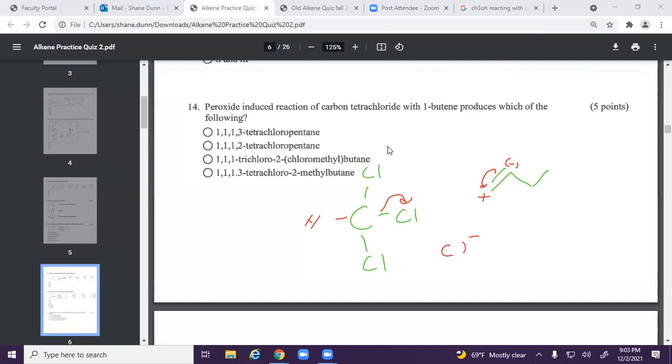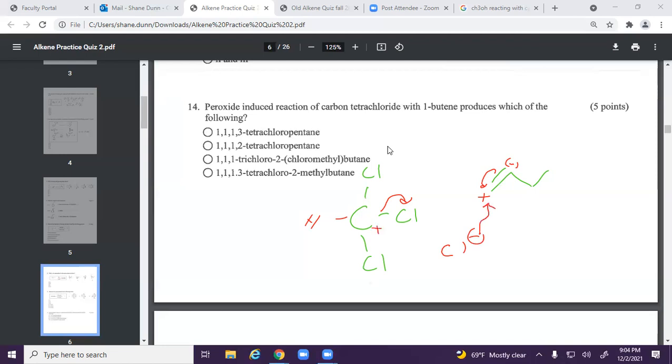One, two, three, four. Okay. Chlorine is going to leave, right? Because chlorine's a leaving group. Just one of them's going to leave, right? So one of the chlorines leaves, and it's going to want to react with that right there, correct?